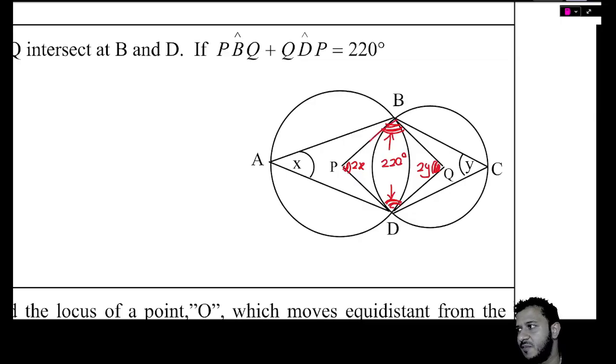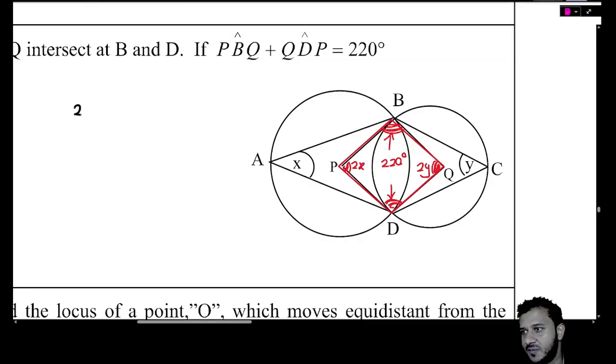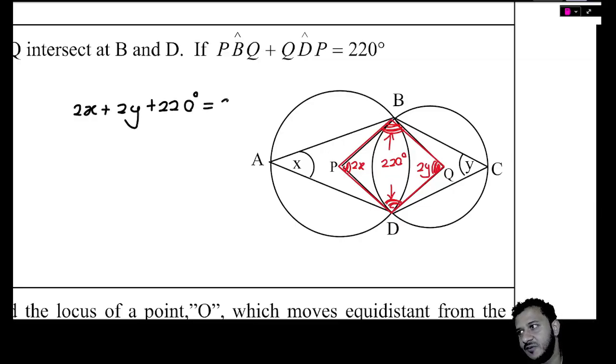What is this shape? How many sides are there in this shape? Don't tell me the name of the shape, there's no such name we know. But how many sides are there in that shape? 4 sides. 4 sides means what is the total angle? 360. So that means 2x angle plus 2y angle plus the 220 adds up to 360.